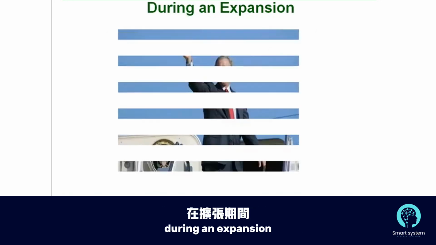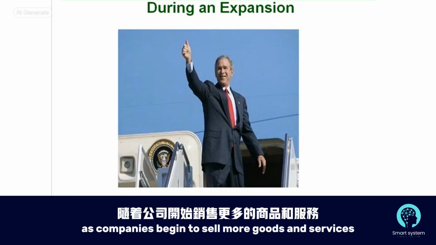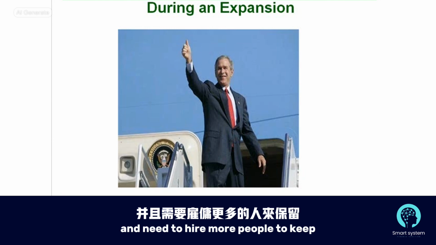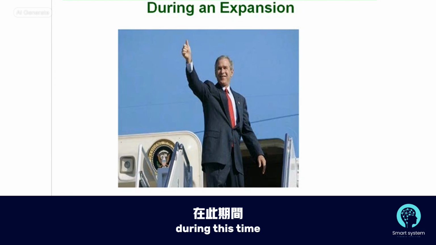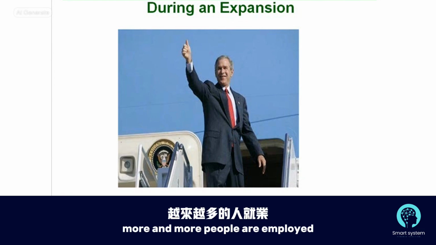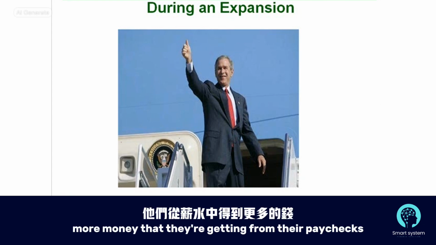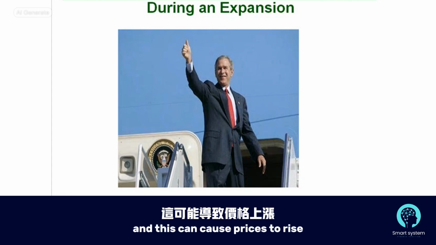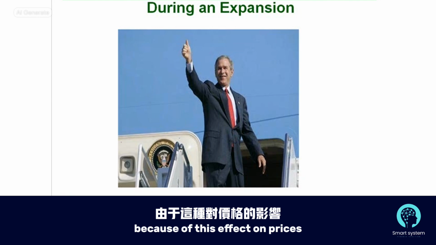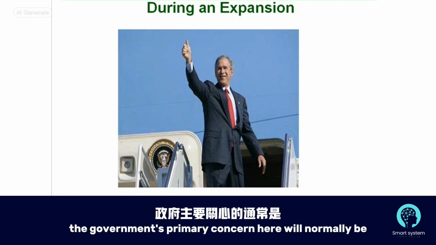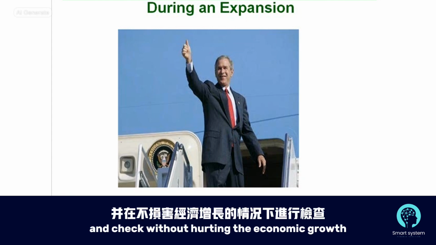During an expansion, we start to see more people employed, as companies begin to sell more goods and services, and need to hire more people to keep up with demand. So it's party time and the politicians are all smiles. During this time, as economic growth picks up, more and more people are employed, they're making more money, and so they're spending more of the money they're getting from their paychecks. And this can cause prices to rise, which is also known as inflation. Because of this effect on prices, the government's primary concern here will normally be trying to keep prices stable and inflation in check without hurting economic growth.